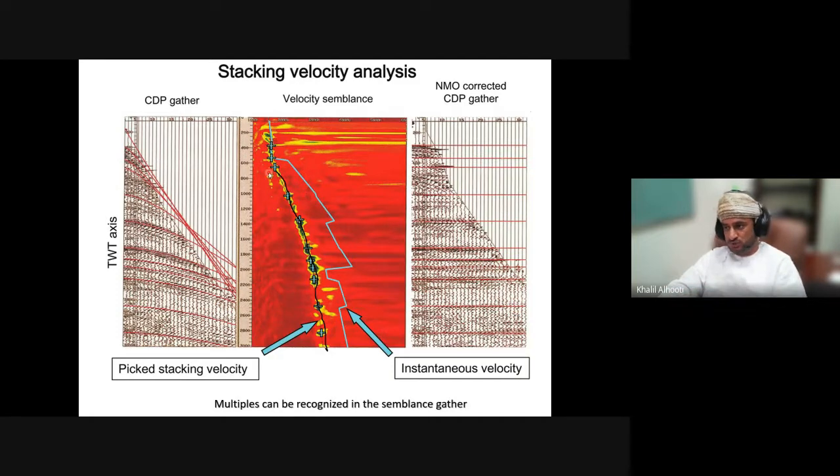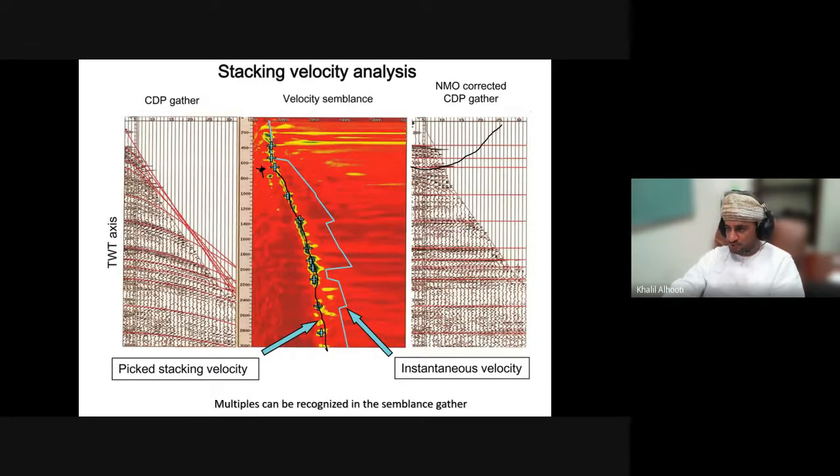Say you use a lower velocity. For example, let's assume that my picking is here. Instead of picking here, I pick here. So what happens? This is a lower velocity than the correct velocity. This is the correct velocity, but instead I picked here. What happens to this reflector here? It will be overcorrected. This one will go up.